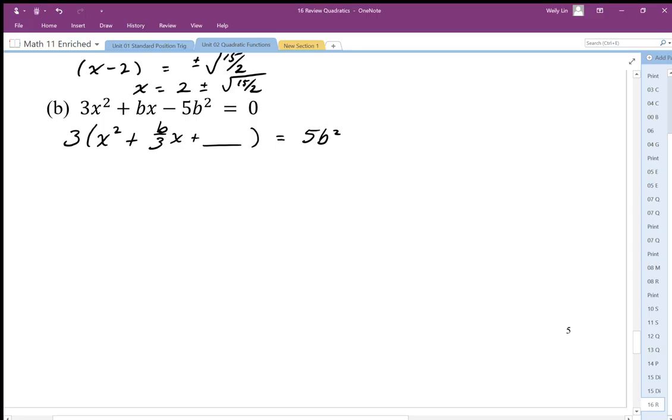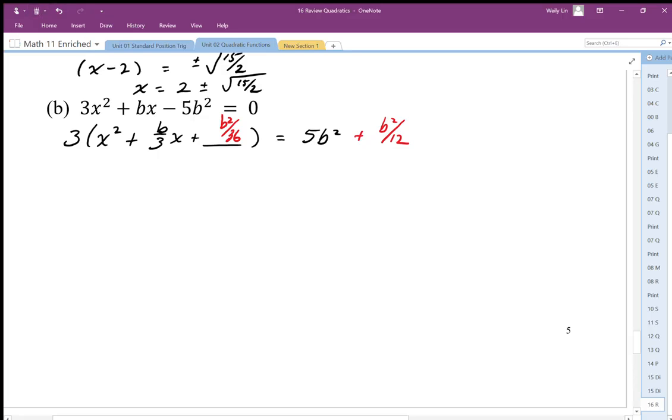Now I need to complete the square. So I'm going to take half of that, so it's going to be (b over 6) squared. So I get b squared over 36. Maybe I'll do that in a different color to show that that wasn't there to start with. So I have to balance that. I'm going to multiply 3 groups of that, so I'm going to end up with b squared over 12. I need to add b squared over 12 on this side to keep it balanced.